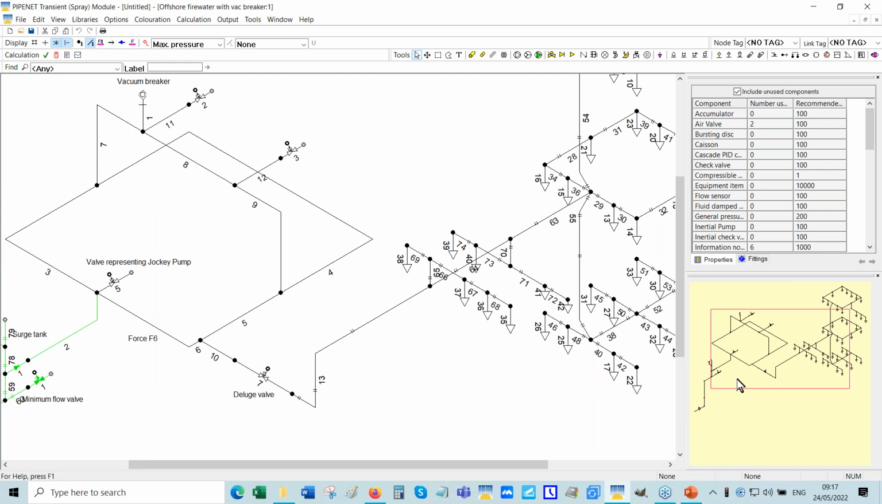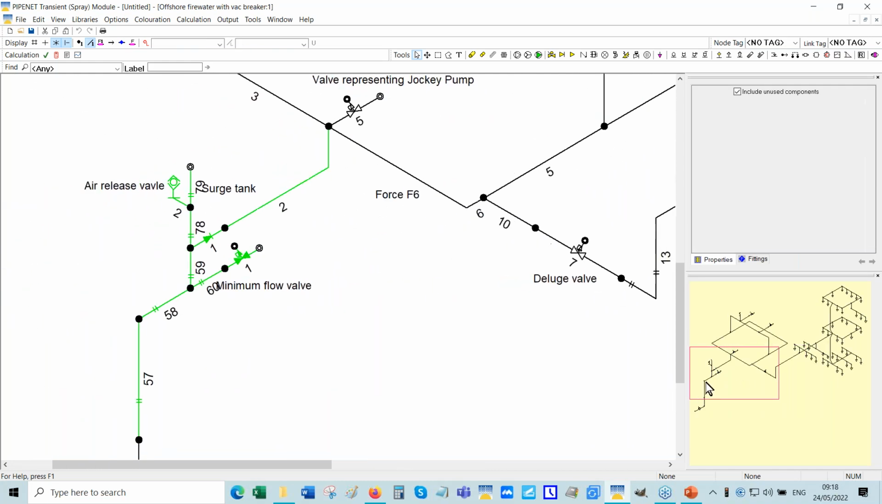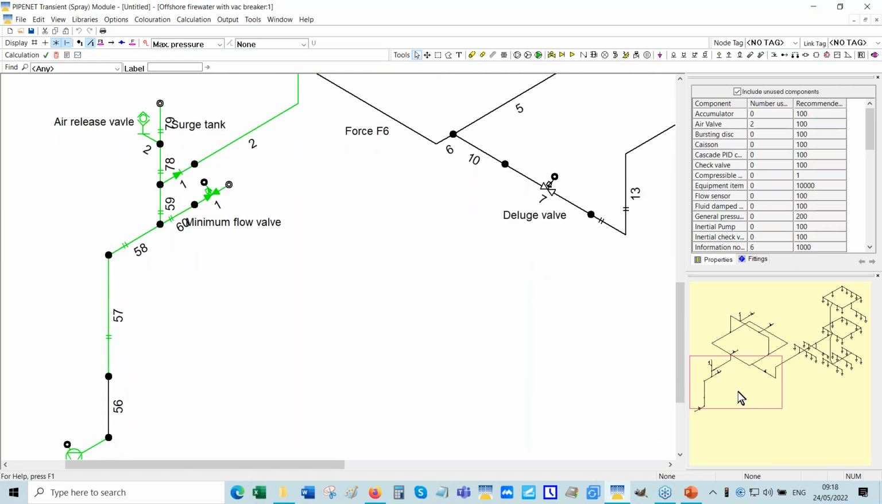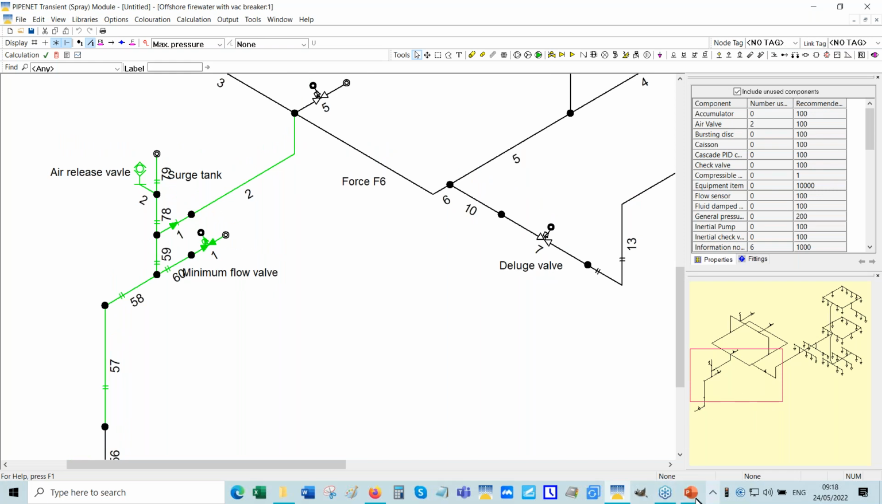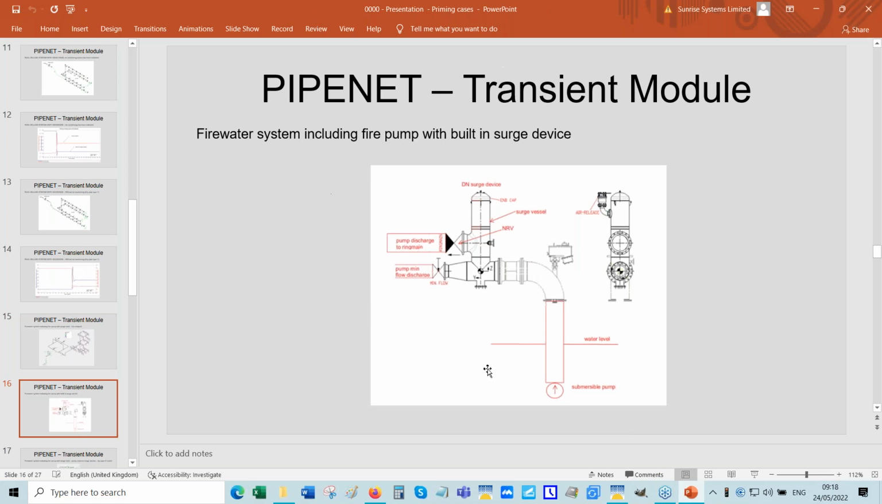Okay, let's zoom in a bit more and have a look at it. See, we've got this kind of arrangement here. Why have we got this arrangement? Because this actually models a fire pump of this type. This concept of fire pumps is attributed to Frank Mohn Pumps.